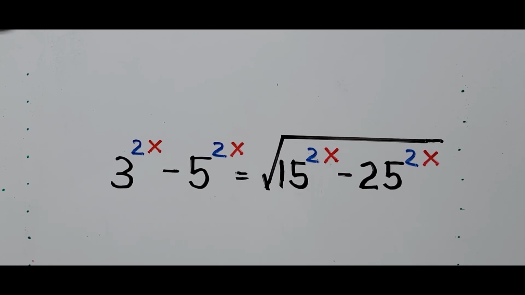Today's video is about solving another exponential and radical equation: 3 to the power 2x minus 5 raised to the power 2x equals the square root of 15 raised to the power 2x minus 25 raised to the power 2x. And obviously we're looking for the value of x that satisfies the equation.